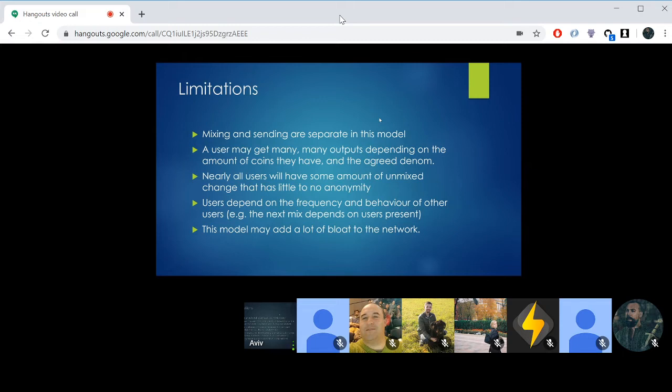Nearly all users will have some unmixed change. So if we have a fixed amount, almost everyone's going to have some change, and there's not anything you can really do with that change apart from donate it, open a Lightning channel, or wait for more coins to come in so that you can mix it with them. And then users really depend on the frequency and behavior of other users. So if you want to mix very often, you hope that many people with the same denomination also want to mix very often. And of course, this model may add a lot of bloat to the network because we're doing a lot of transactions where we're not sending money to anyone, we're just mixing money.